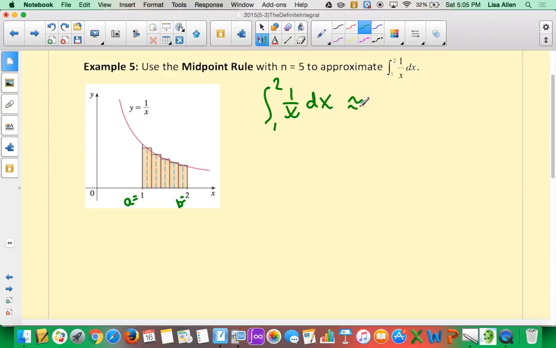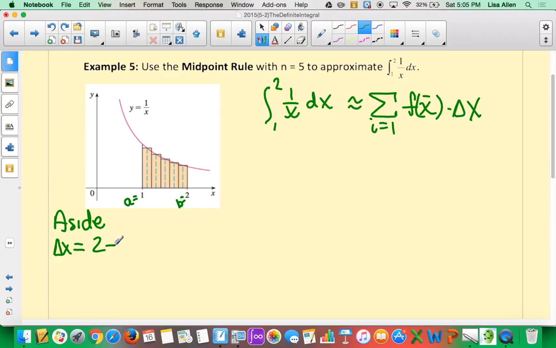So I'm going to say that that's approximately the summation from i equals 1 to n, I'm going to leave the n off, of f of x bar times delta x. So in this particular expression, I'm going to first take an aside over here, and I'm going to say, well, what is delta x? Delta x is equal to 2 minus 1 over, and it looks like we have 1, 2, 3, 4, 5 subintervals on the partition. So we end up with a 1/5, or you may use that as 0.2. So here's our delta x value, 0.2. And it's the same for all the subintervals.